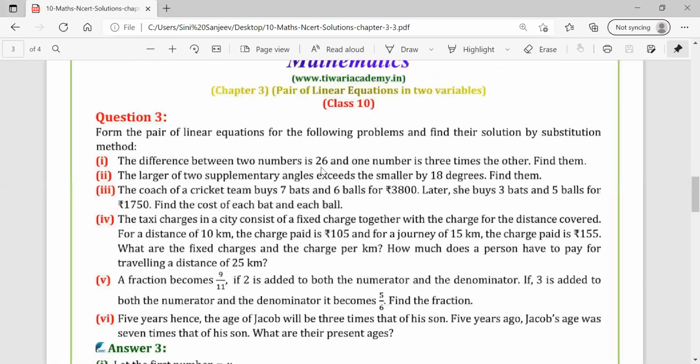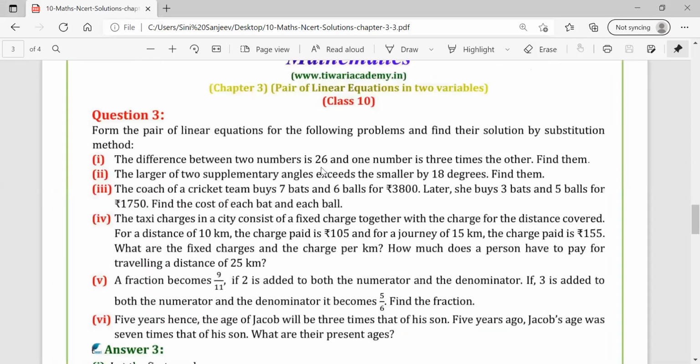So these are the questions. I think everyone is facing problems with word problems, but they are very easy to do. If anyone has any doubt, at the end of the session I'll be clearing it.